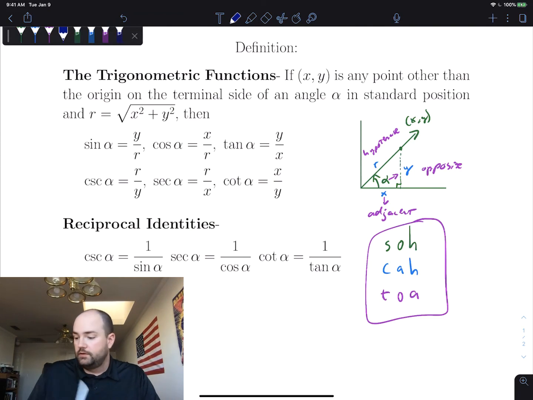Alrighty. Now that we know all this, let's go ahead and look at some examples and see how it works.